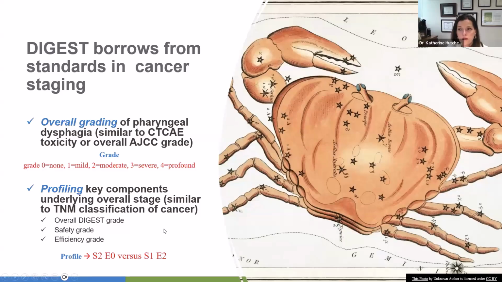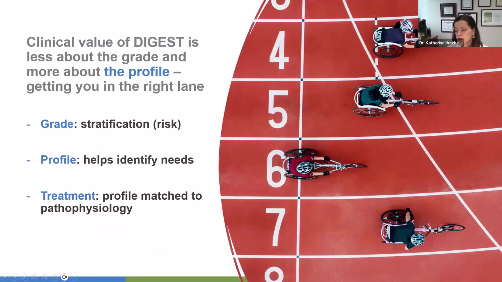And so as a clinician, I find that the clinical value of Digest is often less about the overall Digest grade in my report. My referring physician may want to know that. My patient may want to know that as an overall summary, but my management is far more driven by the Digest profile. I like to think of it like the Digest grade helps me get in the right lane: how much help does this patient need? And then the profile helps me to identify what specific needs I'm working on. And then finally, my strategy for what I'm doing is going to be based on the physiology of the swallow underlying that impairment profile.